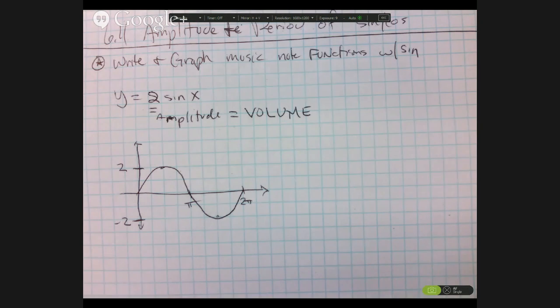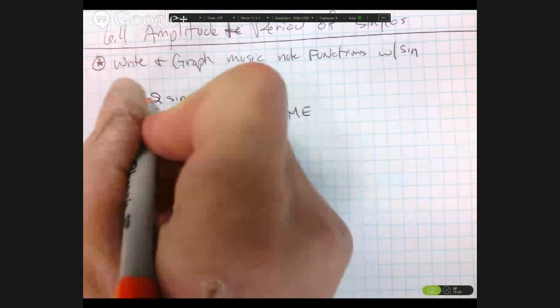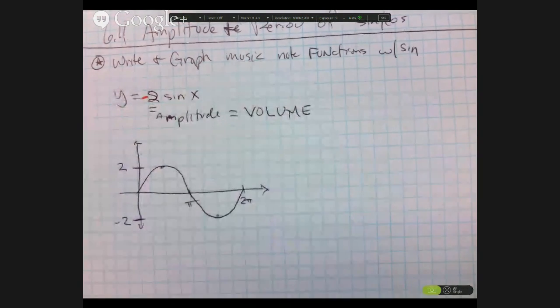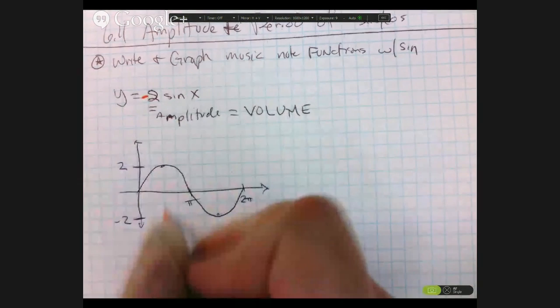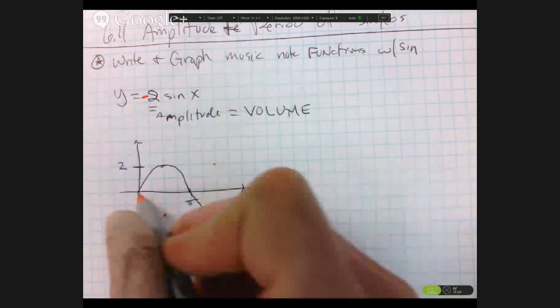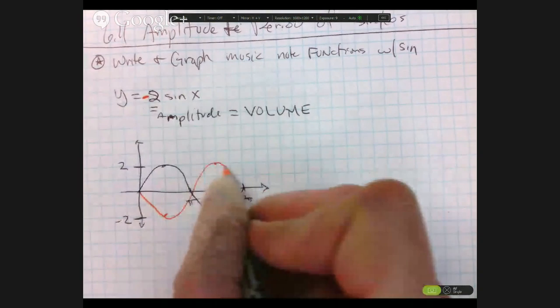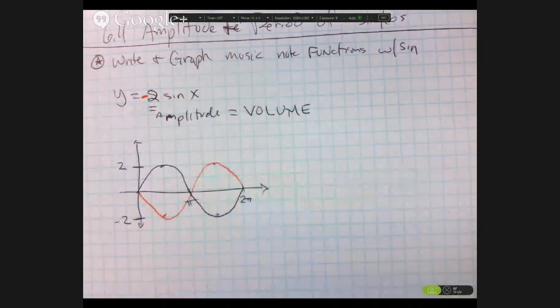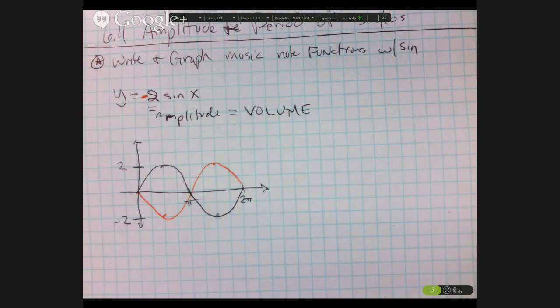What happens if I make it negative? It goes down. It just flips it over the x-axis like we talked about. It's just like parent function. You have the parent function, you're just manipulating it like we've been doing for a couple months now. All right.